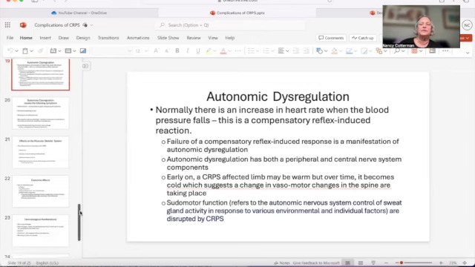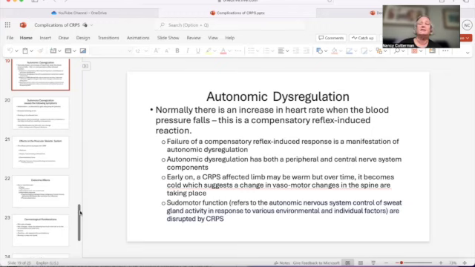Autonomic dysregulation. This is something that's often seen with spinal cord injuries, but is also seen with CRPS. Normally, there is an increase in heart rate when the blood pressure falls. This is a compensatory reflex-induced reaction. Failure of the compensatory reflex-induced response is a manifestation of the autonomic dysregulation. Autonomic dysregulation has both a peripheral and central nervous system component.